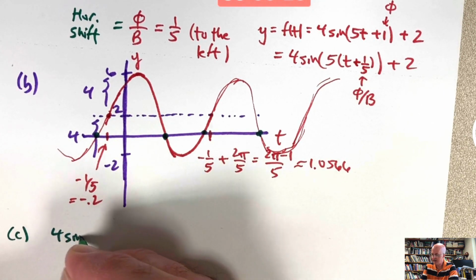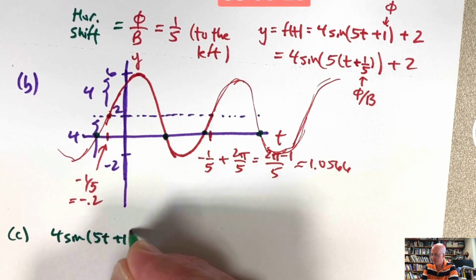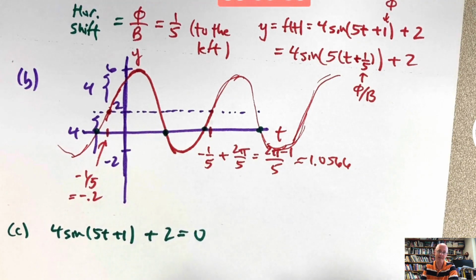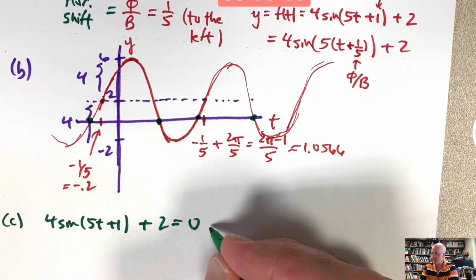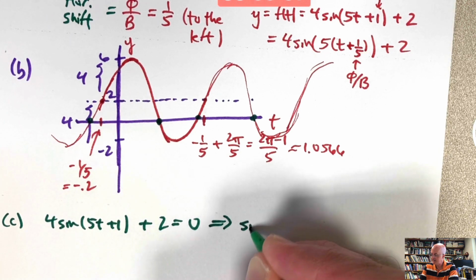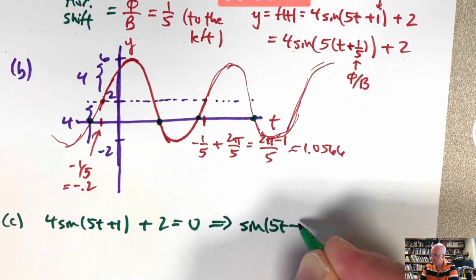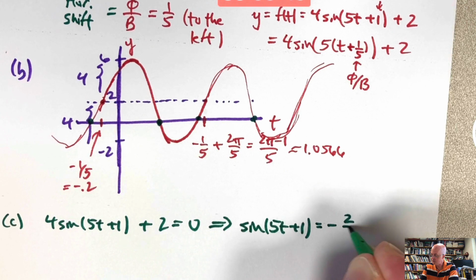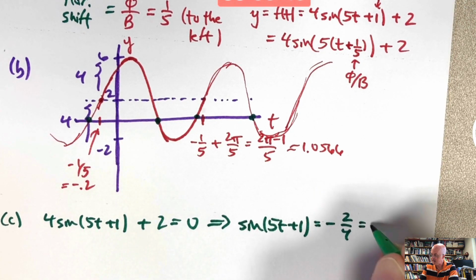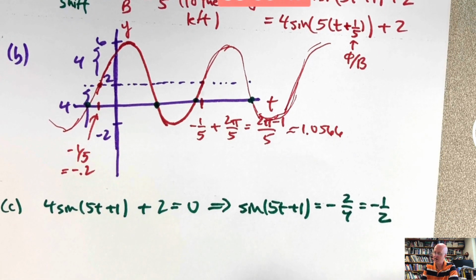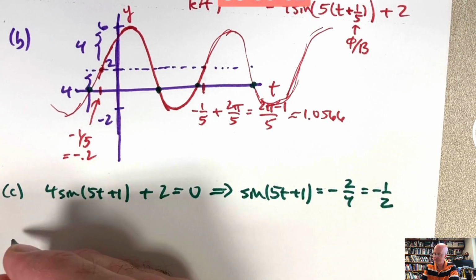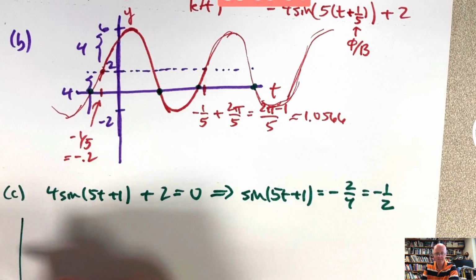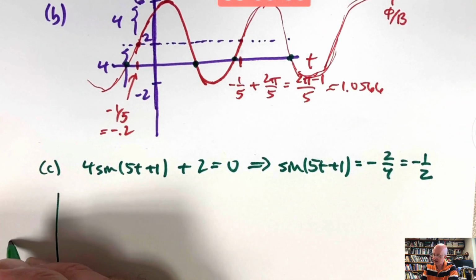So this is, again, supposed to be part C here. 4 sine of 5t plus 1, plus 2 equals 0, and I did set this up to work out nicely with some nice special values. Subtract 2 from both sides, and then divide both sides by 4. Sine of 5t plus 1 will be negative 2/4, which is negative 1/2. All right, let's think about the unit circle, and we'll use the calculator to help as well. Maybe we should go for exact values first here.